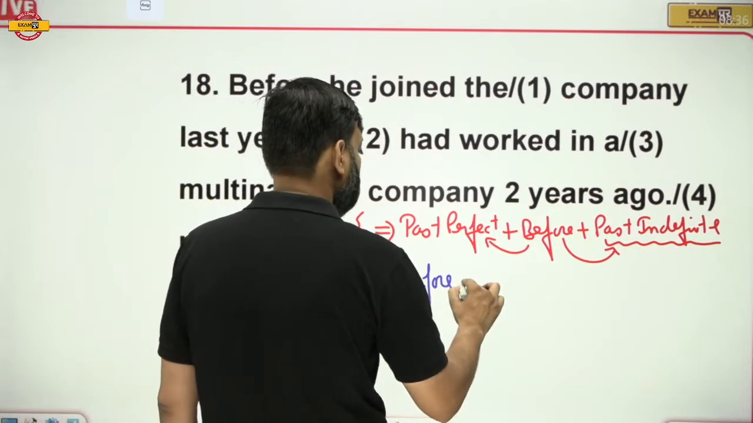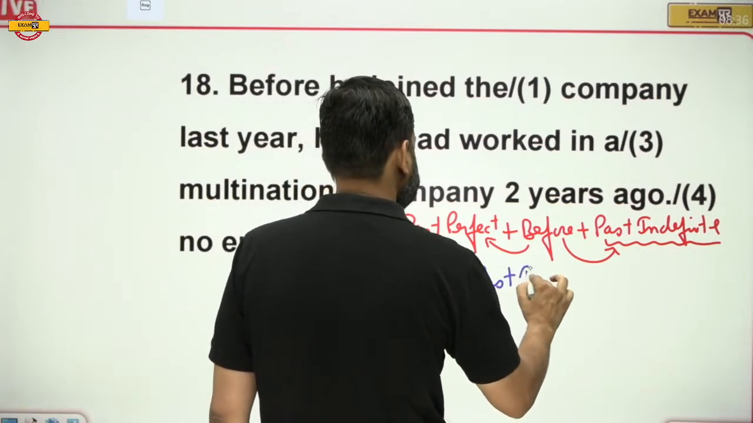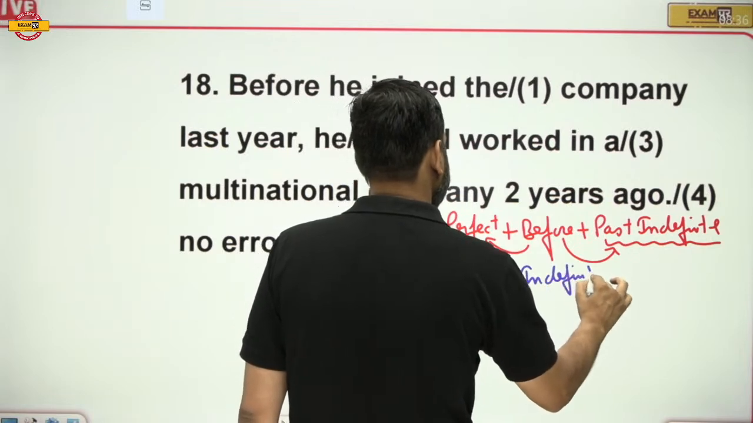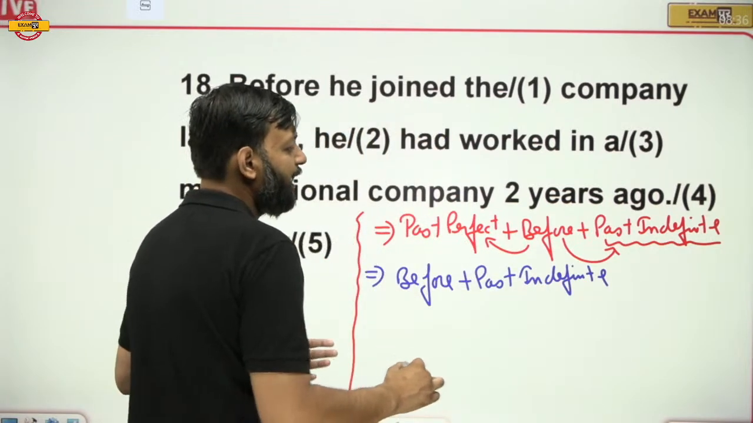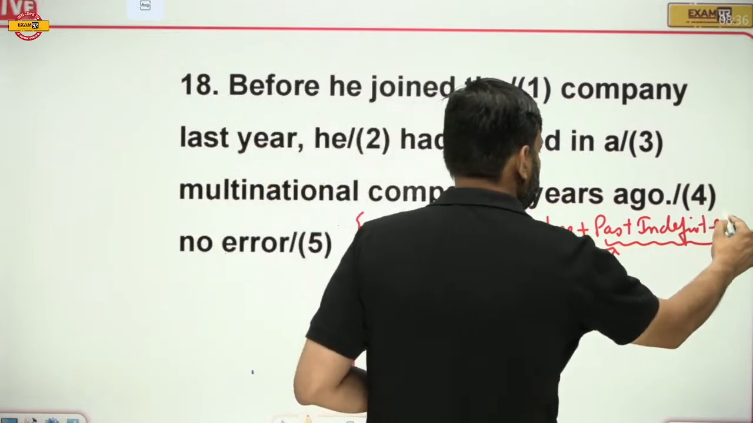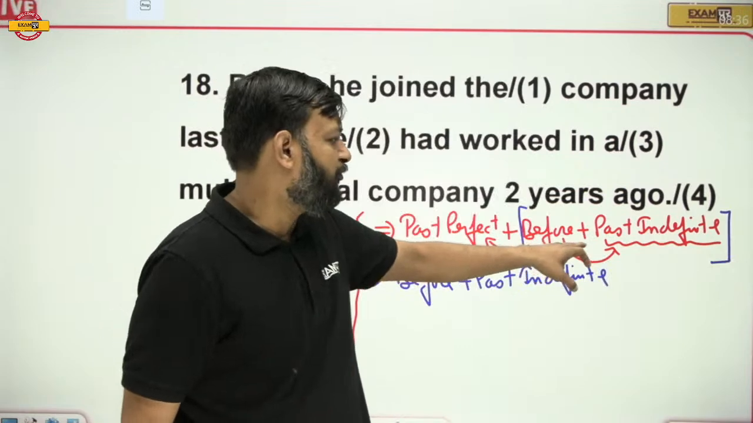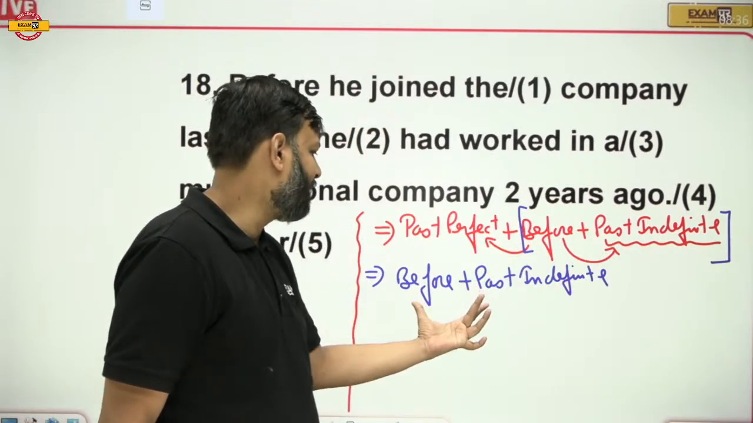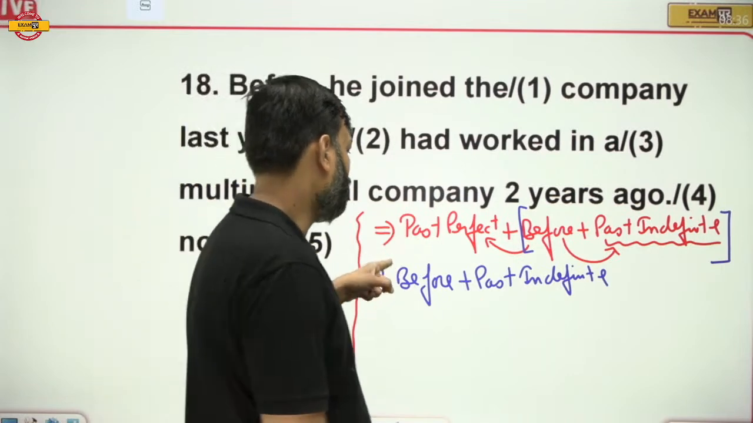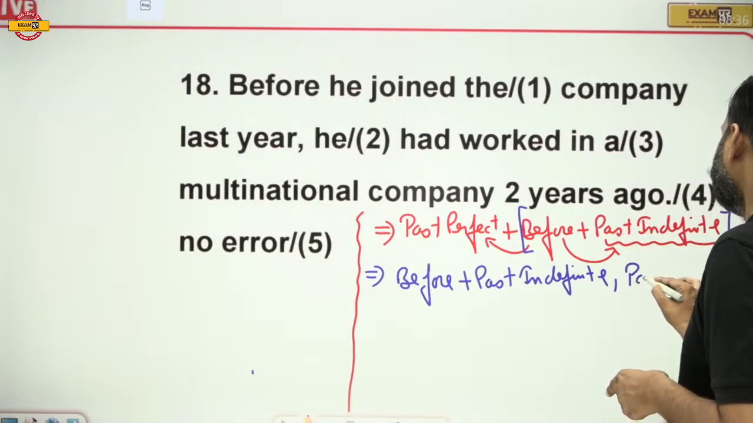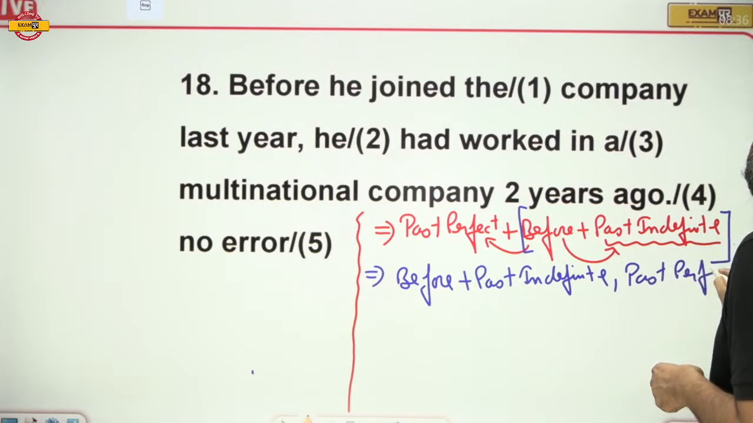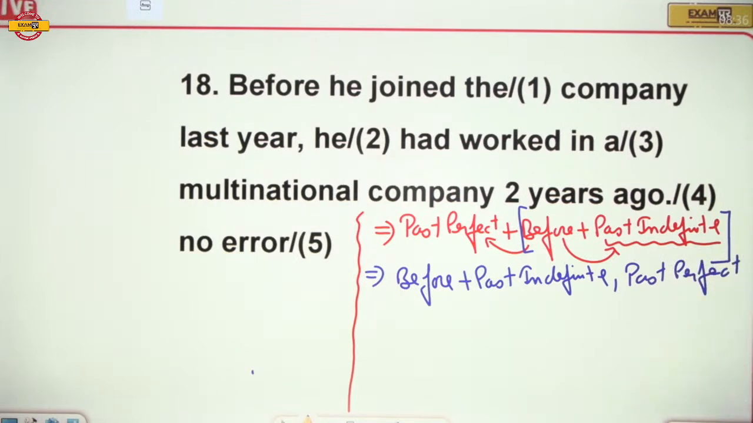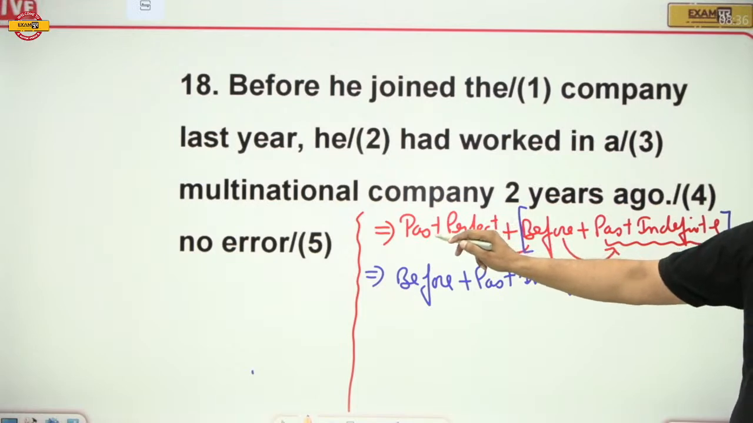like this: before plus past indefinite. Before plus past indefinite. So what we have done, we have just brought this part, before plus past indefinite, in the beginning. So before plus past indefinite, and the remaining clause is past perfect. So this sentence can be written in either of the two ways. Before plus past indefinite and past perfect in the beginning.